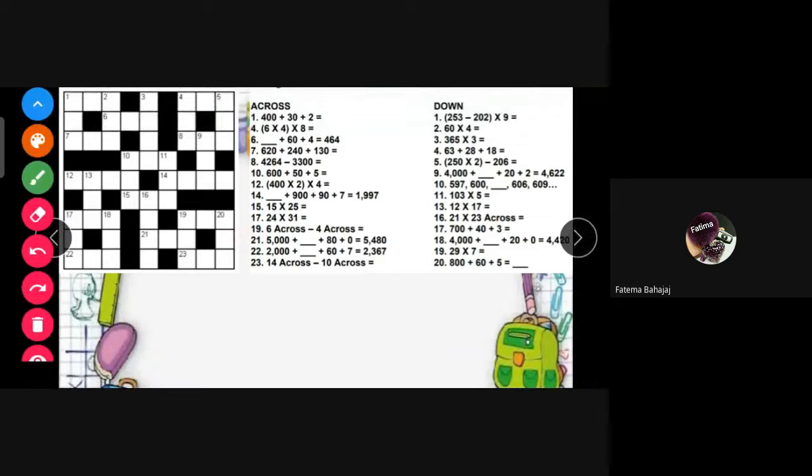Suppose let's solve one. The first question is this one. Now I'm saying the names. Miza, are you present? Baloch Miza, you tell me the answer of this first one. 400 plus 30 plus 2.